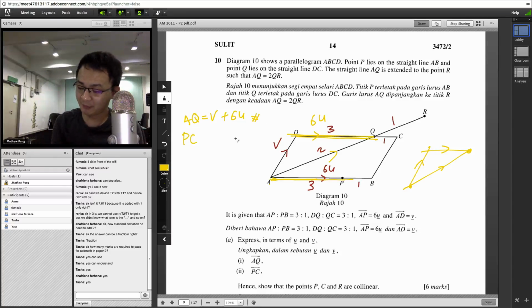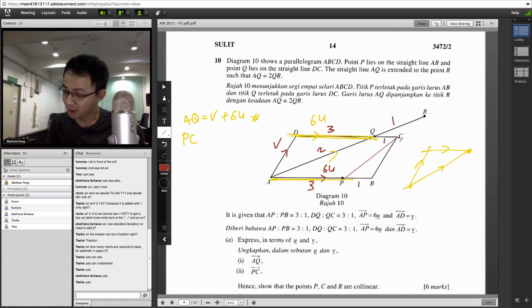Then you want to do PC, from P to C. Maybe I draw a line from P to C. Okay. If you want to do from P to C, what you need to do is, if AP is 6U, you have to know PB is equal to 2U, because of the ratio. You just divide by 3, you know one part of the ratio means 2U. Alright, so this is 2U. And BC is parallel to AD, so it's V. So for PC, it's very simple, just 2U plus V.